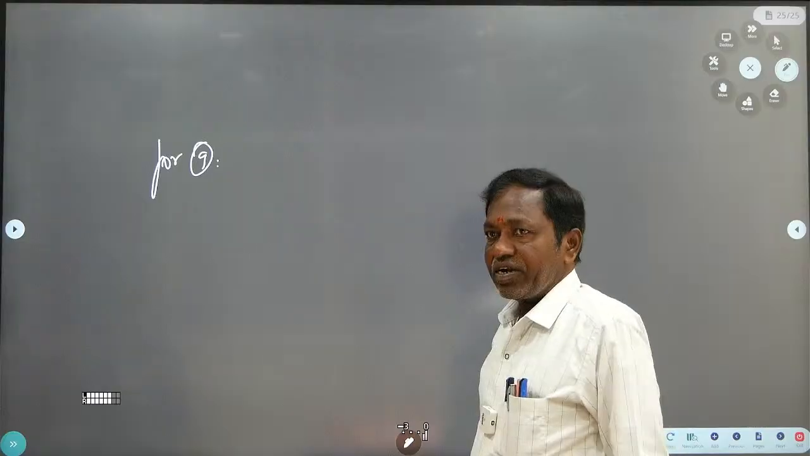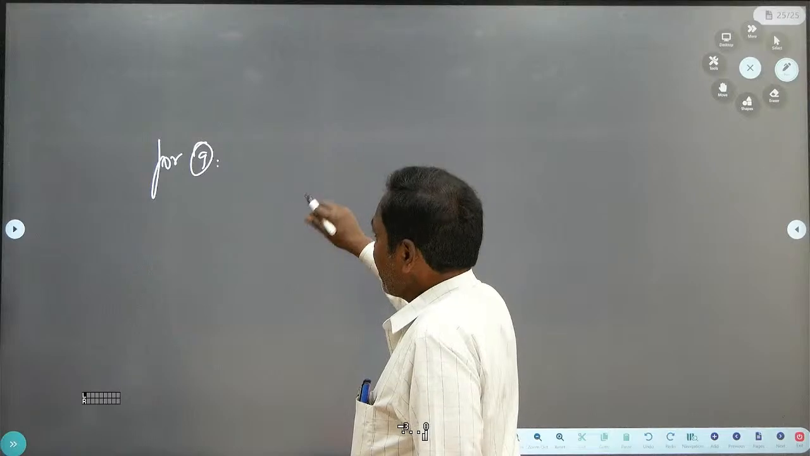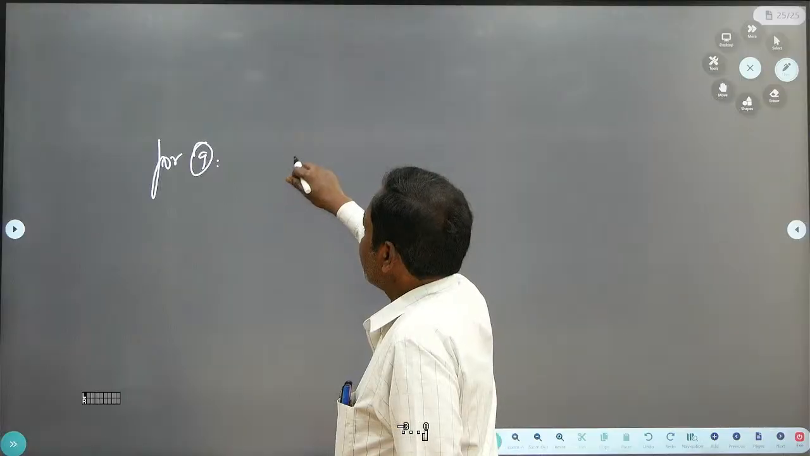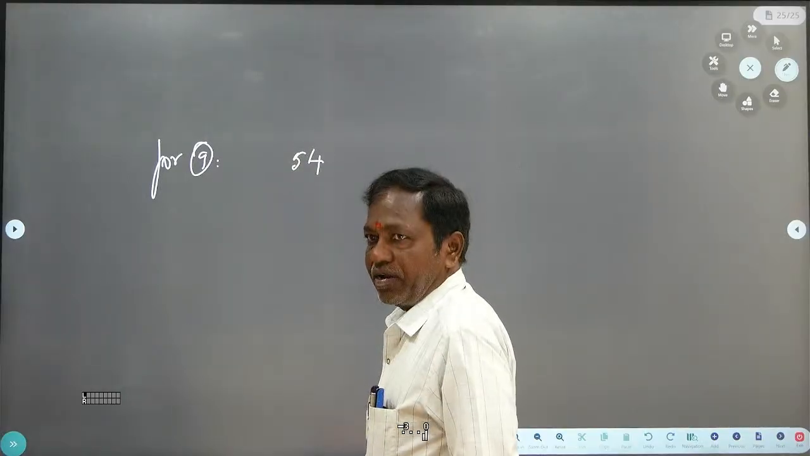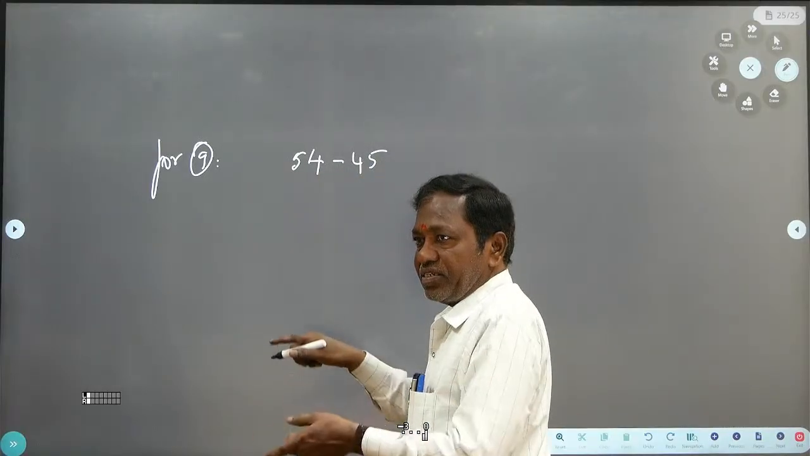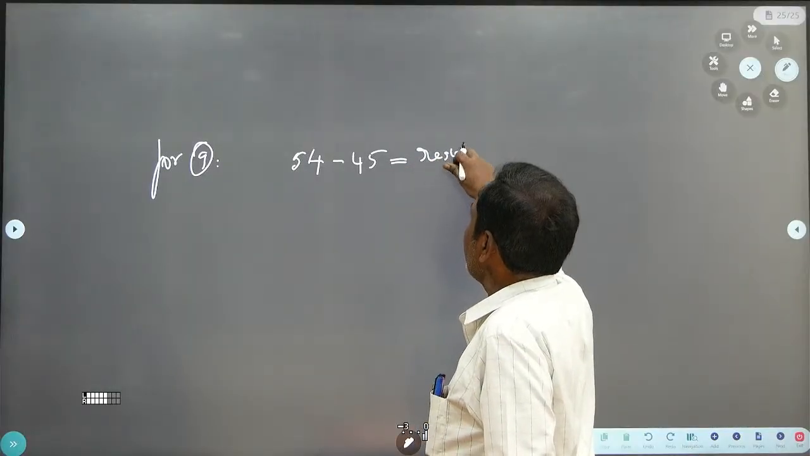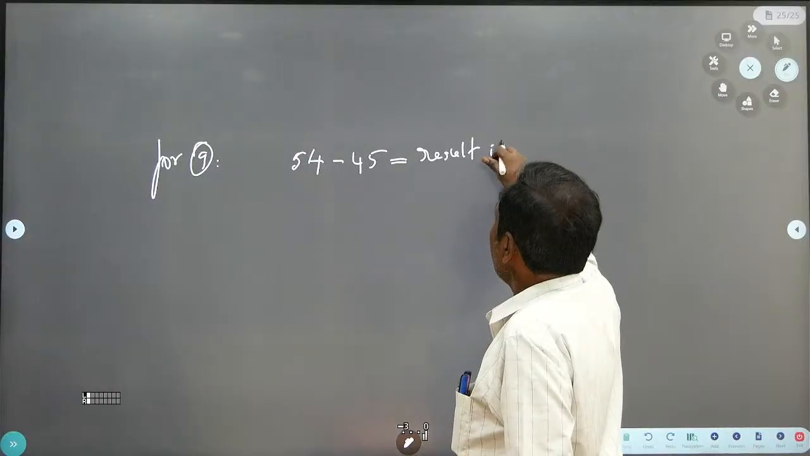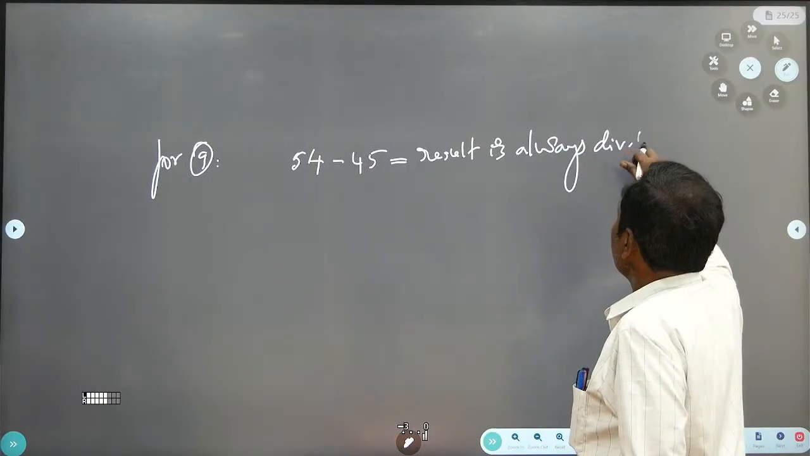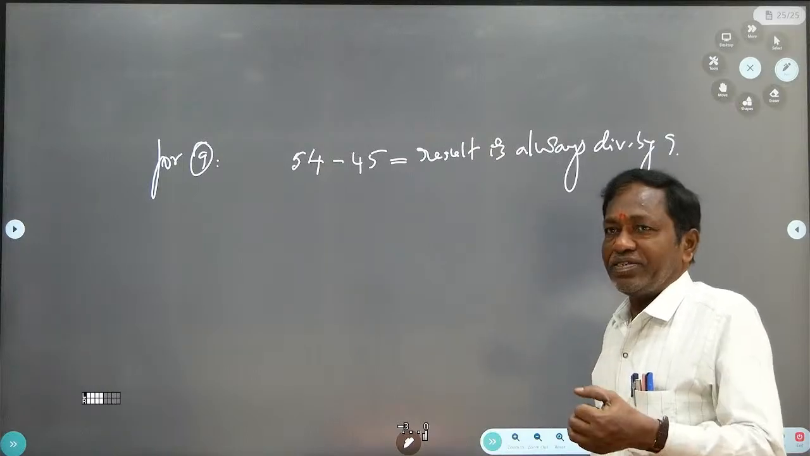But leaving that, what are the other things? See, for example, if you take any 2-digit number, say 54, and reverse the digits and subtract from the original number, the result is always divisible by 9. Always divisible by 9. This is the standard property. These are properties of 9.